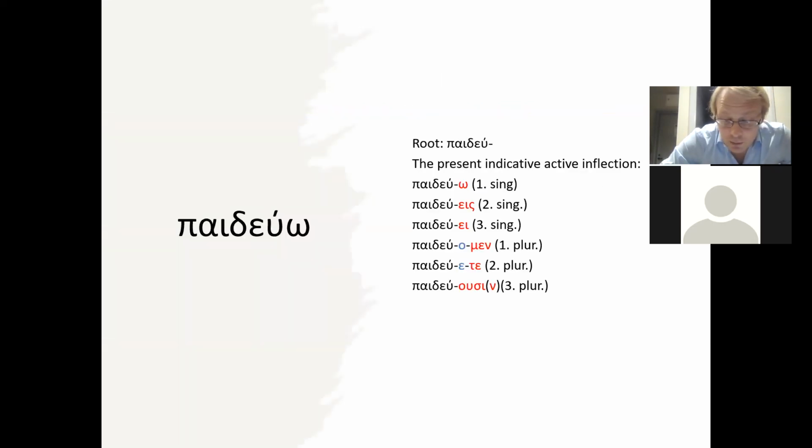An example of a present indicative verb in English would be, in the active, in the first person singular, I run; you run in the second person singular; he, she runs in the third person singular; we run in the first person plural; you run in the second person plural; and they run in the third person plural.